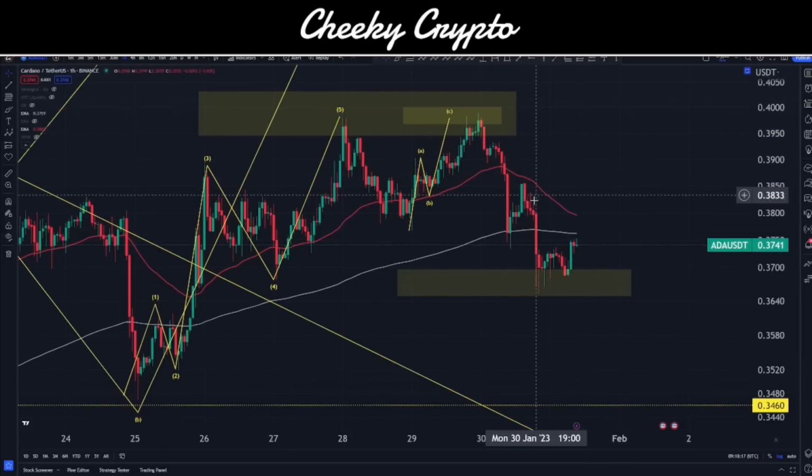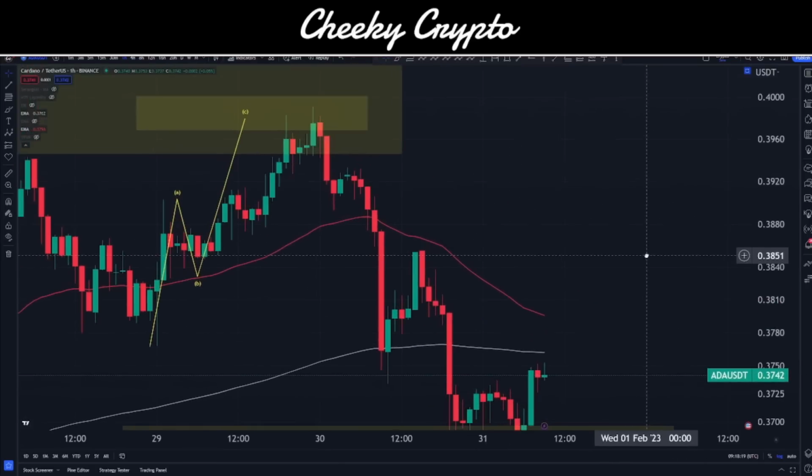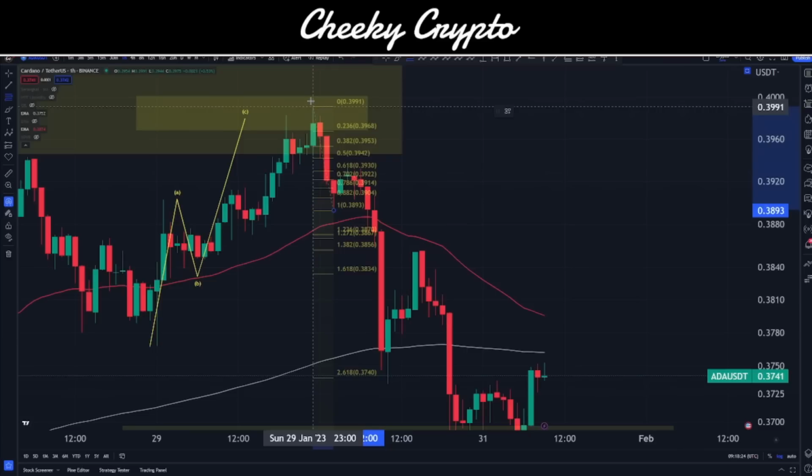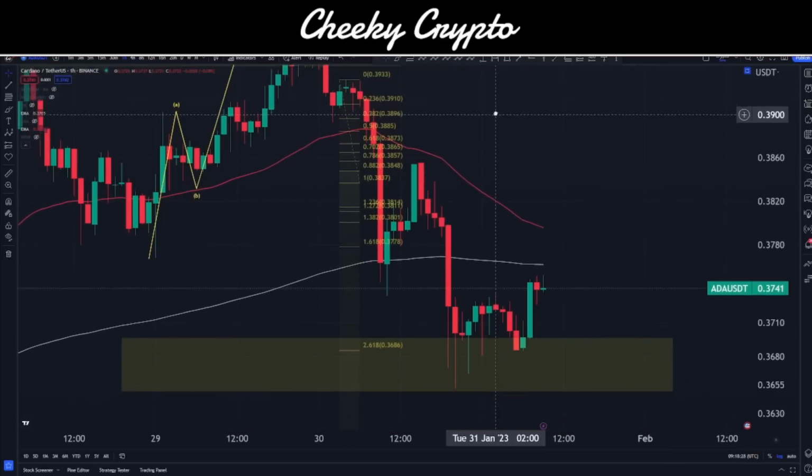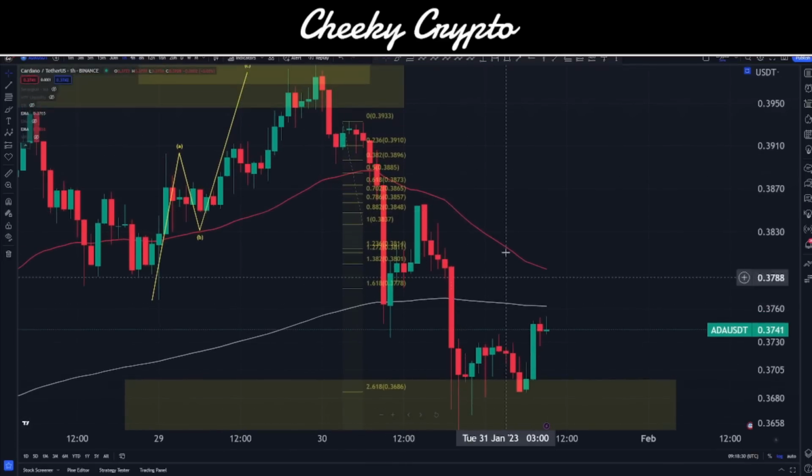I'm going to remove this quickly and focus in on this recent move for ADA. We have this move coming down. This can be 5 waves. This isn't a problem. We'll go ahead and take a look at that. We'll pull this over to our wick high here. Yes, that's 5, that's 4, that's 5th down there.